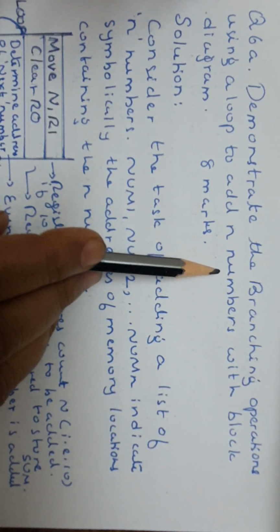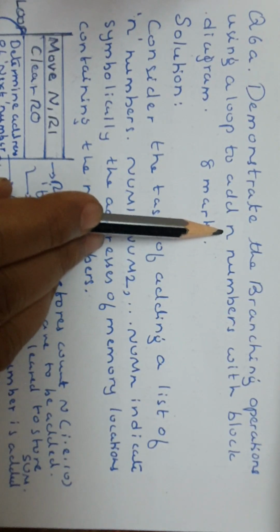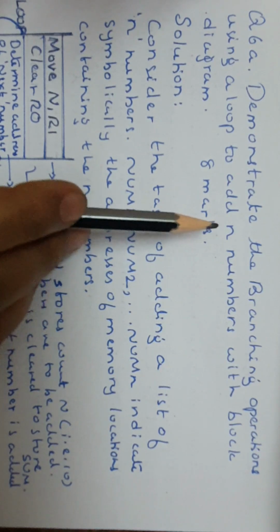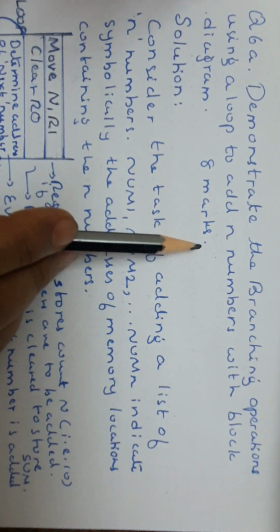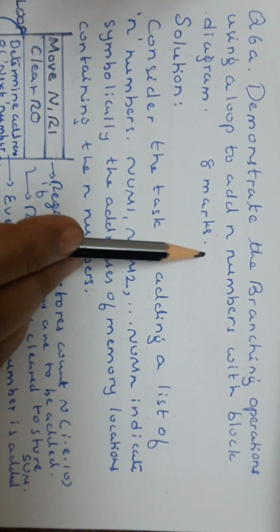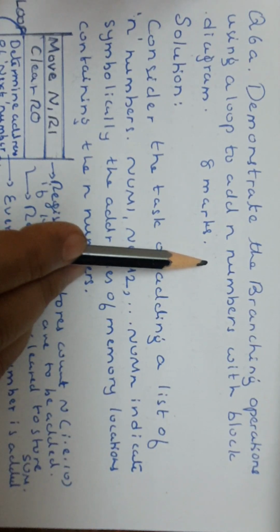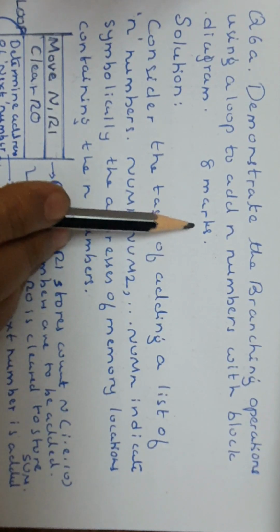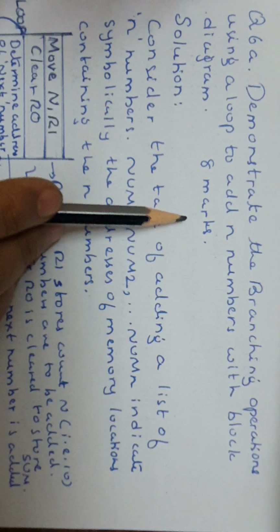Then one more memory location holds how many numbers are to be added, that is n. If 10 numbers are to be added, in that memory location called n, 10 is stored. If 5 numbers, 5 is stored. Other than these memory locations, we have another part of memory where instructions are stored, that is where the program is stored.